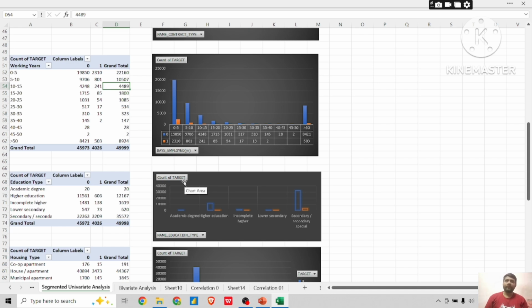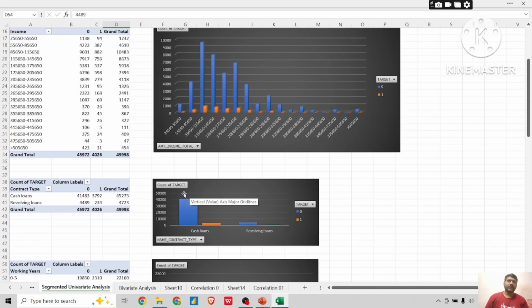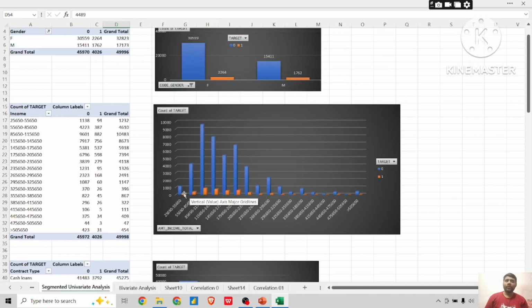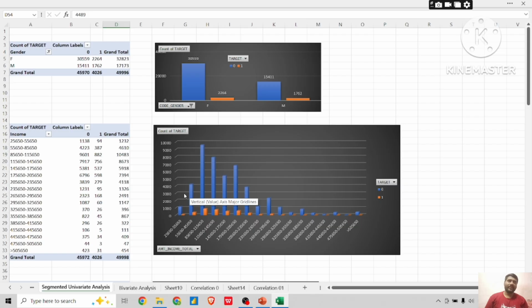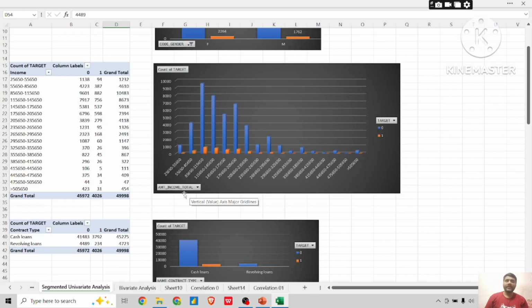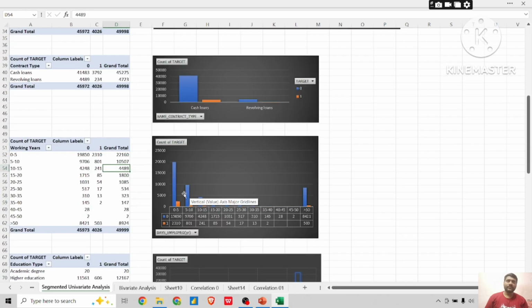Gender versus target: females form a larger group and have slightly lower default rates than males. Gender-based segmentation shows minimal but notable variation in default behavior. Men might need a slightly more cautious risk profile.